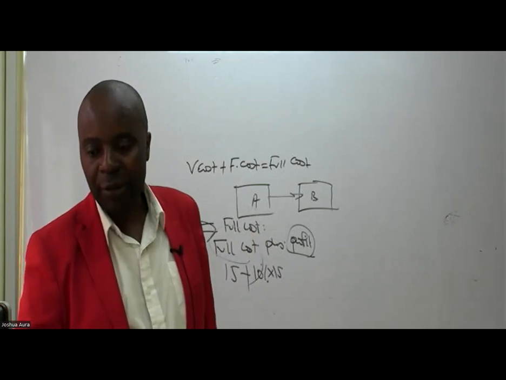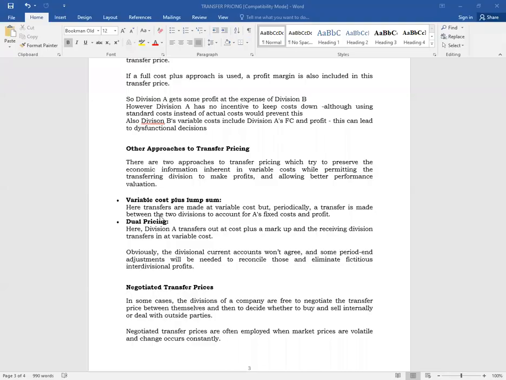Great. Ladies and gentlemen, from there we go to the next one, which is dual pricing. Dual here means two. Quite a complicated one. Here, division A transfers out at cost plus markup, and the receiving division transfers in at variable cost. Obviously, division A's current accounts won't agree, and some period-end adjustments will be needed to reconcile those and eliminate fictitious interdivisional profits.